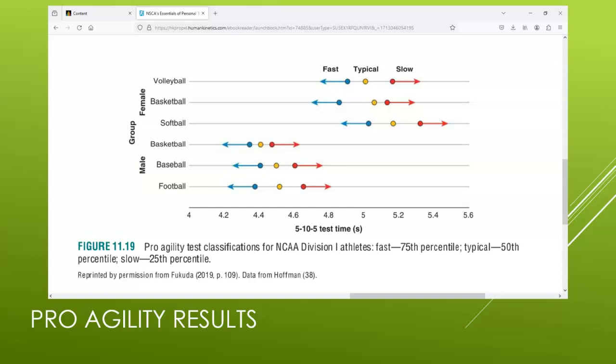So here are some norms for the pro agility. We can look at the different sports and get an idea in terms of how it maps out. In general, we have these female sports up top, male sports on the bottom, and if you want to run a comparison, you've got basketball versus basketball, and softball versus baseball would be very similar. But again, if you look at this, you have the average in the middle, faster to the left, slower to the right, and if I point this out one more time, I'm going to point out 100 times, it's still NCAA Division I athletes.